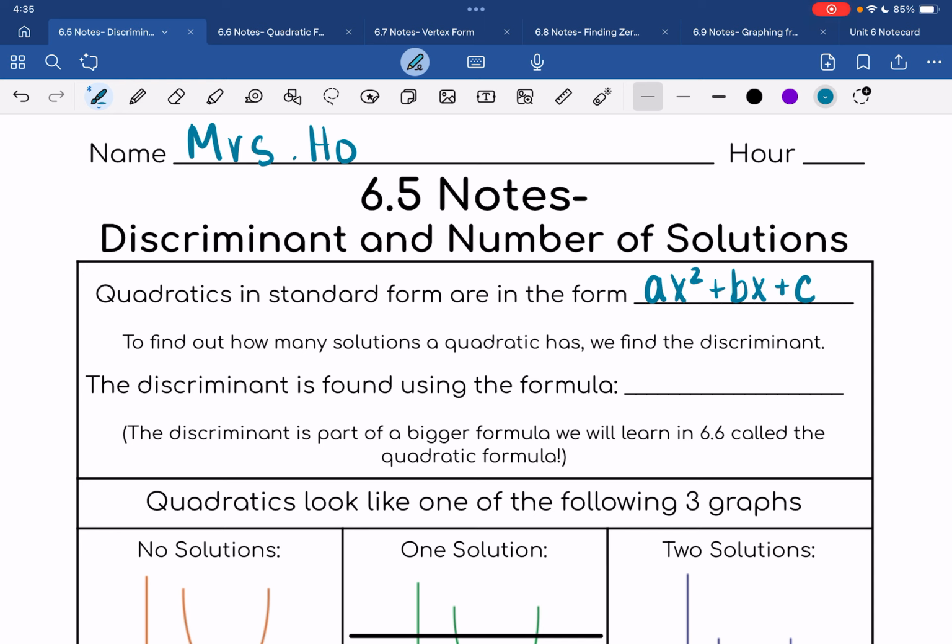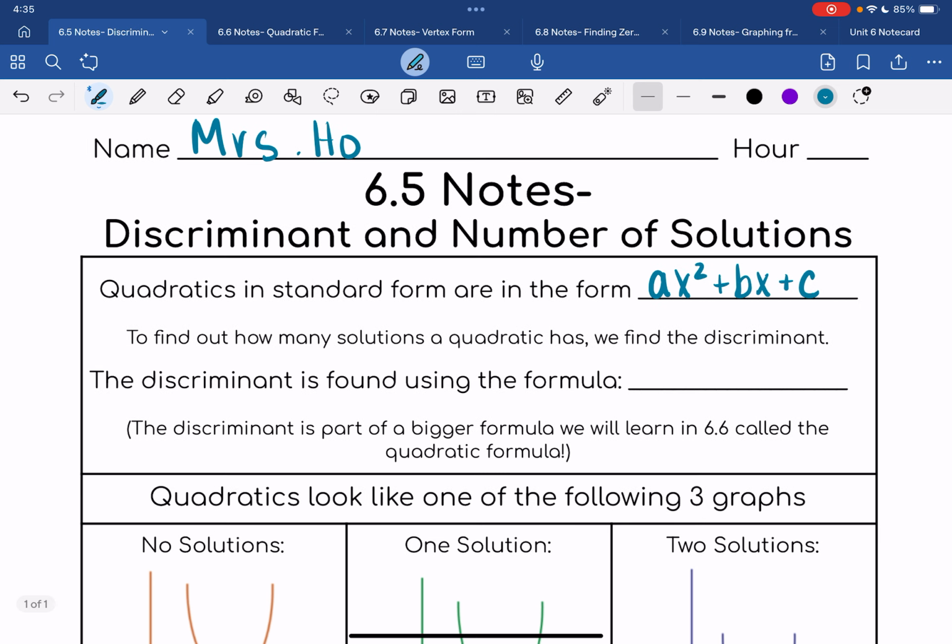To find out how many solutions a quadratic has, we are going to find what is called the discriminant. The discriminant can always be found using the formula b squared, I'm going to put that b in parentheses, minus 4ac. So that is b squared minus 4 times our a value times our c value. And I put that b in parentheses because if it's a negative number and we want to use our calculator, we need it to be in parentheses.